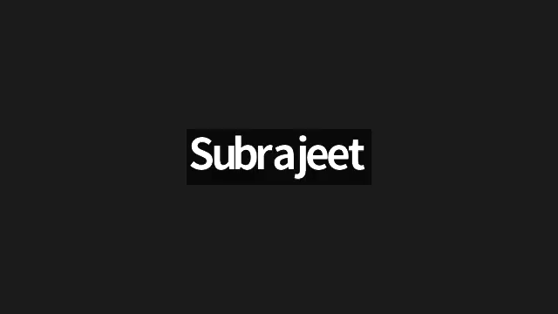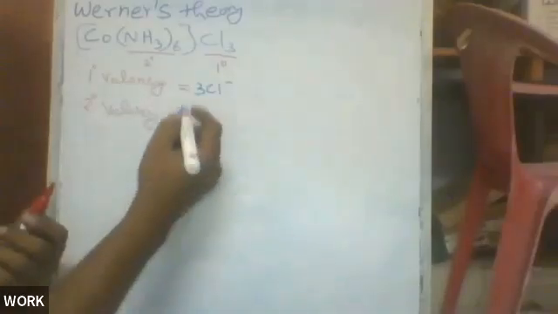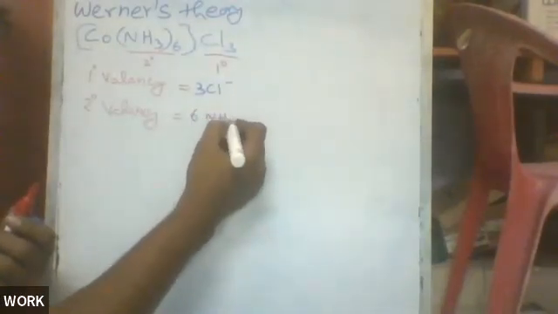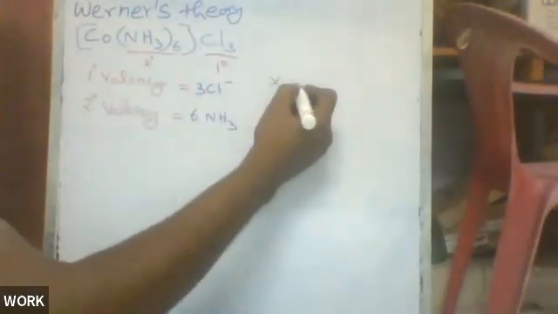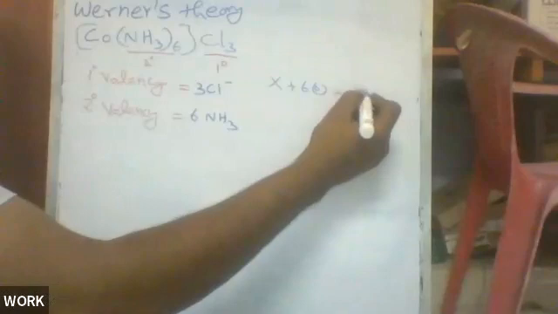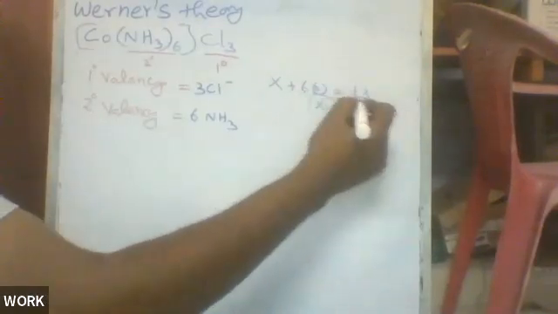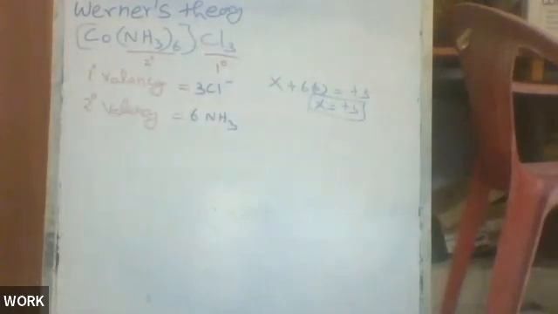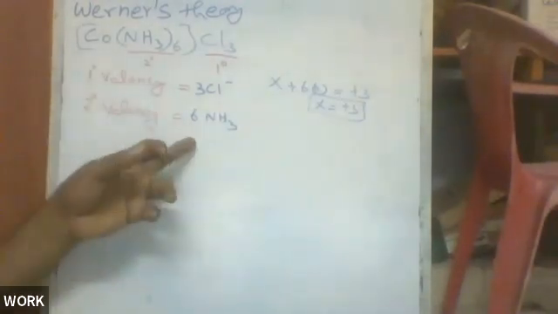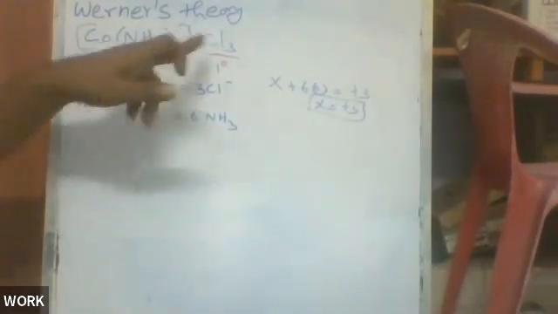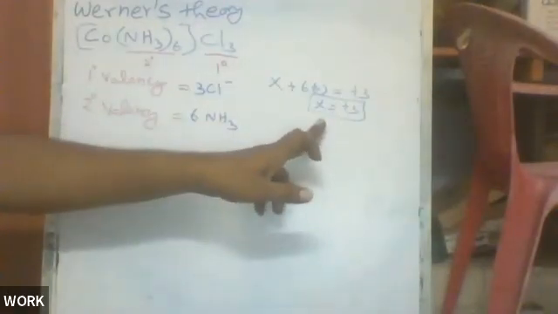Sir, plus 3. How is it plus 3? Correct, you are right. Because x plus 6 into 0 equals 3, so x equals plus 3. What you said is right. So this is the secondary valency, and this is the primary valency. According to the chloride only, you can say it is plus 3. That's why the primary valency gives the oxidation state of the metal.